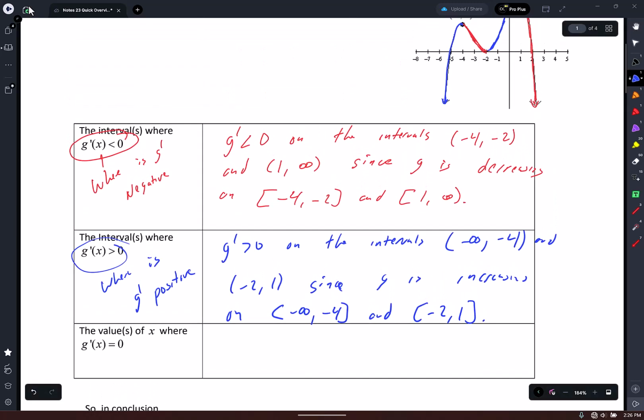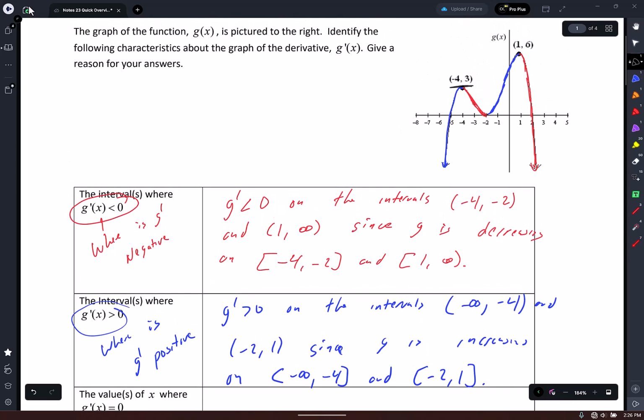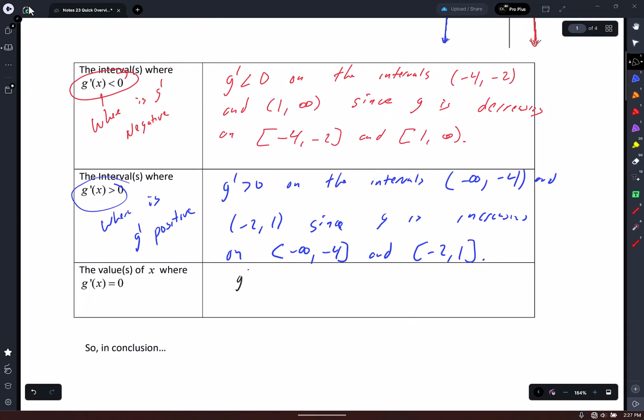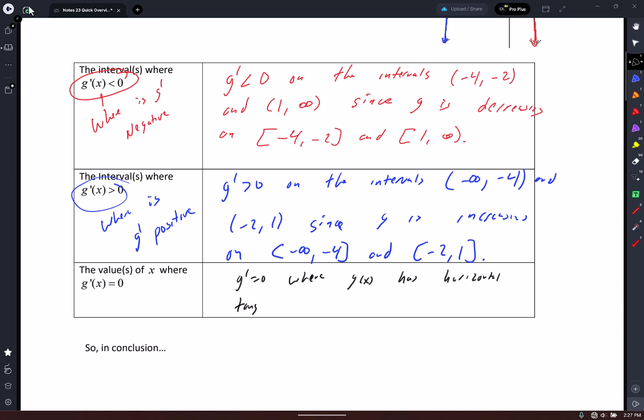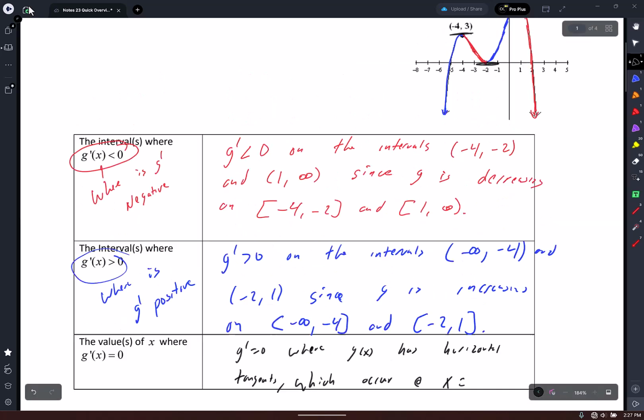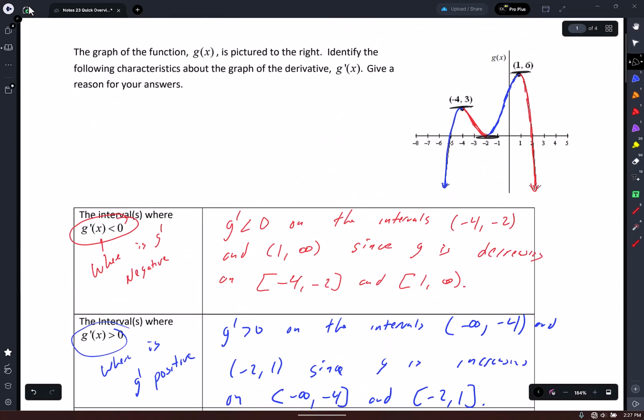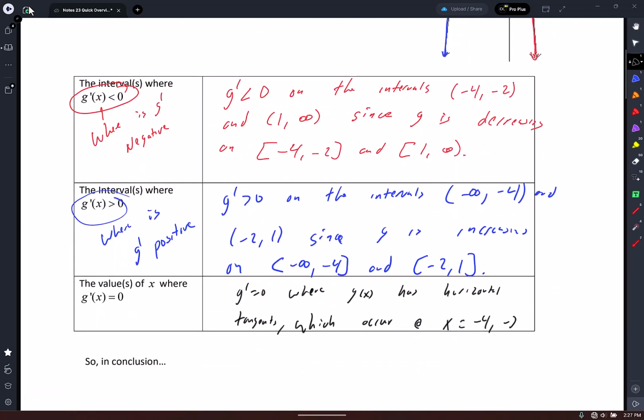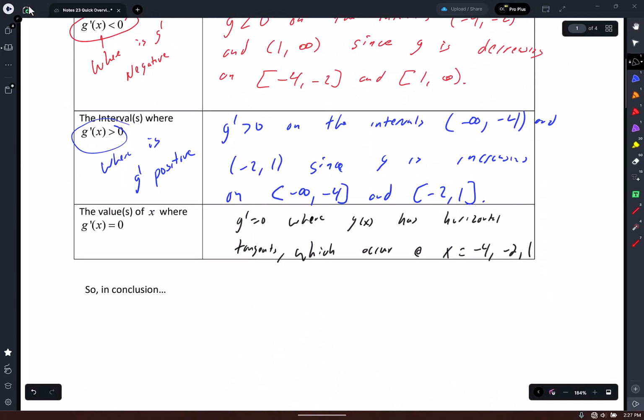Give the values of x where g prime equals 0. Okay, well, where is g prime 0 on this one? Horizontal tangents, and I have them where and where? Yep. g prime equals 0 where g of x has horizontal tangents, which occur at x equals -4, -2, 1.